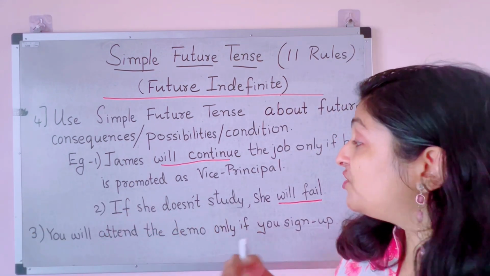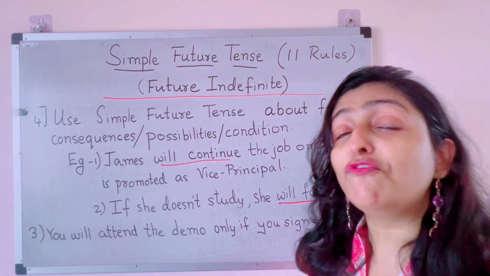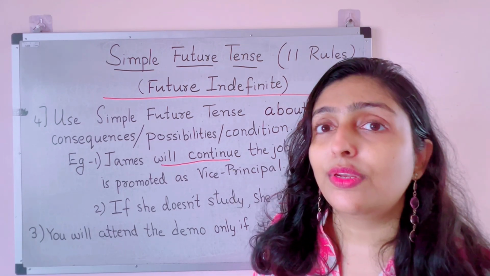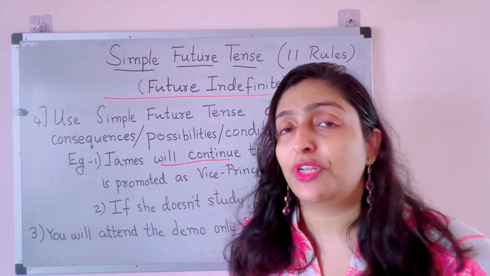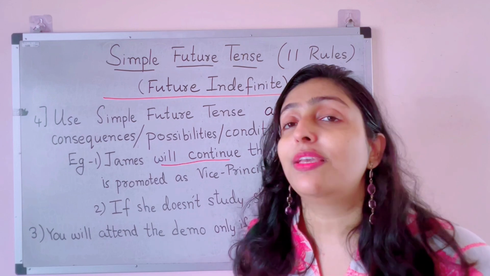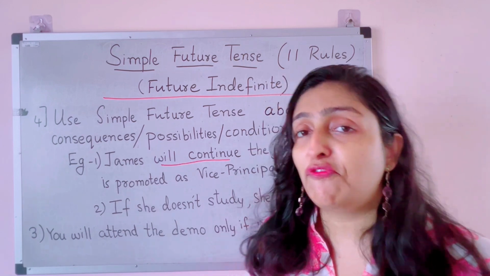Second is, if she doesn't study, she will fail. Will fail is the verb here. Now she has got no option at all. She has no choice but to study, or else she is indeed going to fail.